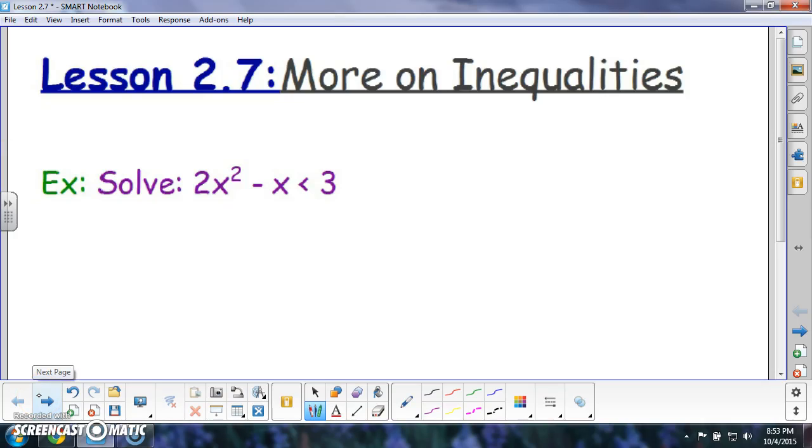The last lesson of chapter 2 is more on inequalities. If you take a look at this first example, what's different about this is we have a quadratic inequality versus other problems were linear inequalities. So your first step would be to get everything onto one side.